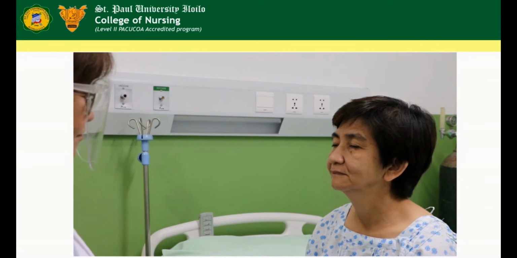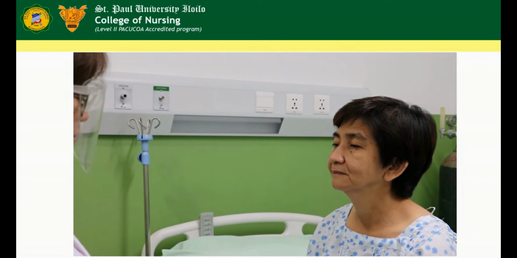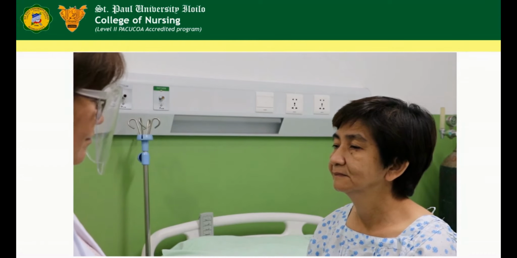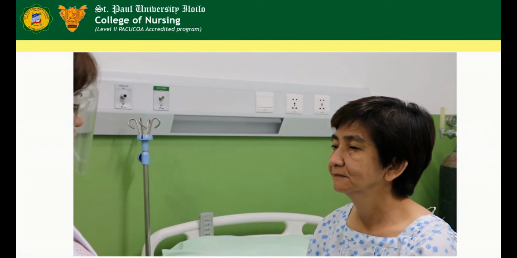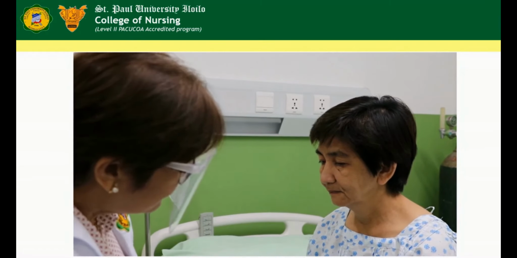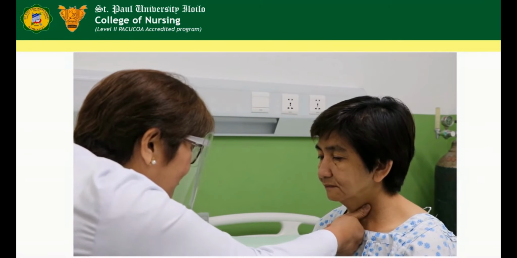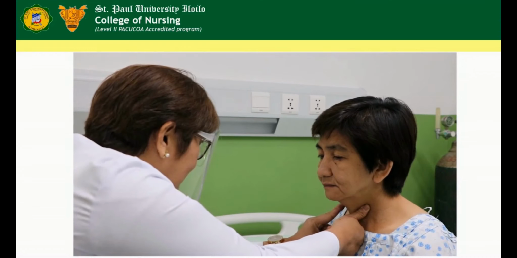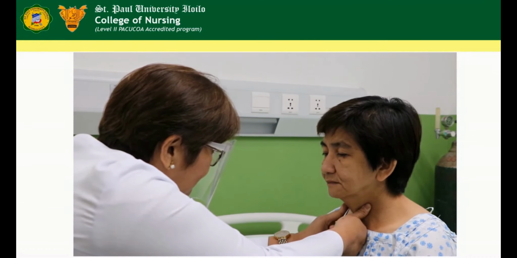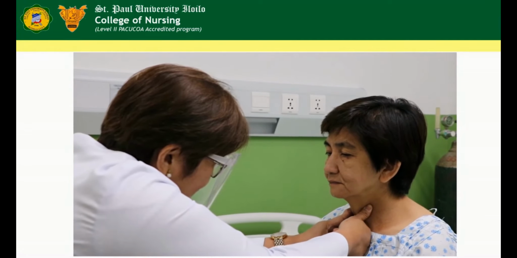Thyroid assessment is done using the posterior and anterior approach. This is to note the size, shape, consistency, tenderness, and presence of nodules. First, we will demonstrate the anterior approach. Stand in front of the client, then ask the client to flex head slightly forward. Okay, ma'am, can you please flex your head slightly forward? Okay. Use the right thumb to displace the trachea to the right. Then place the tips of your index and middle fingers over the trachea and palpate the thyroid isthmus as the client swallows, tilting the head to each side as instructed.